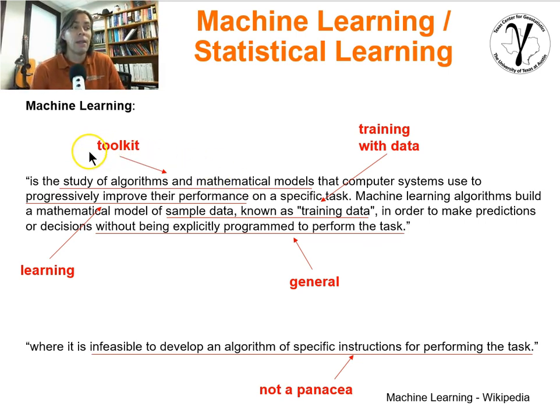So what are the basic concepts we can distill from this definition? Well, first of all, it's a set of algorithms and mathematical models, so it's a toolkit. It's not just one single type of approach. The other thing, too, is that it is progressively improving its performance on a specific task, so it is learning. And how is it learning? It's learning from sample data known as training data. So it has to be trained with data.